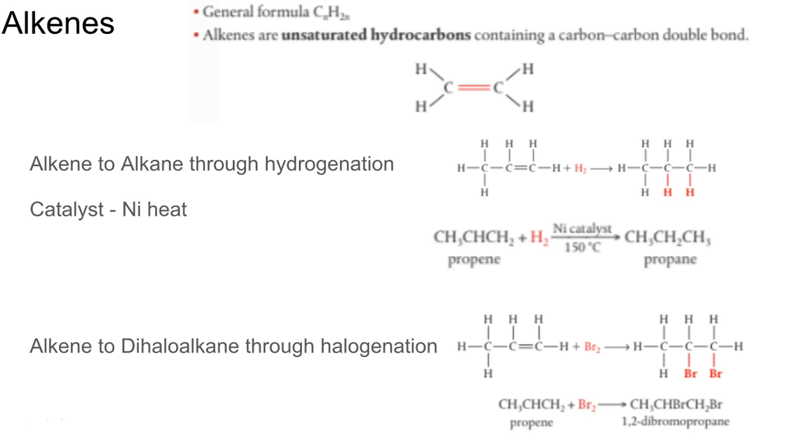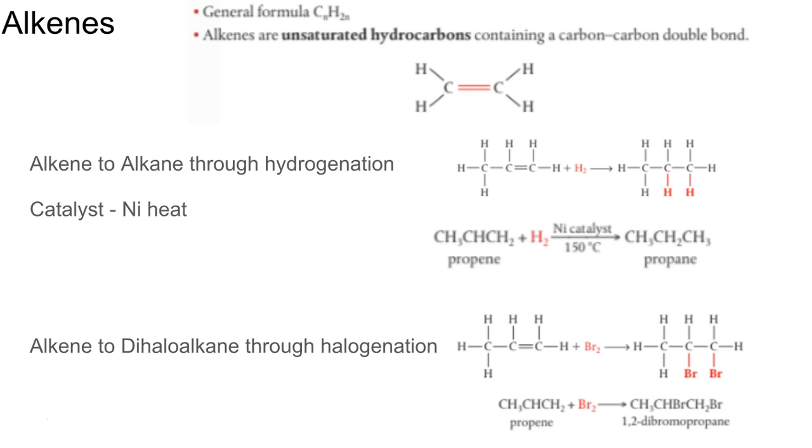So for the first part, we're going to go from an alkene, something with a double bond, to an alkane, all single bonds, through hydrogenation. So we can add hydrogen to this alkene and make it an alkane. To make this happen, we do need a nickel catalyst, and we need to add in some heat, so 150 degrees Celsius. And when we add hydrogen, we can see that it hydrogenates both carbons of the double bond.